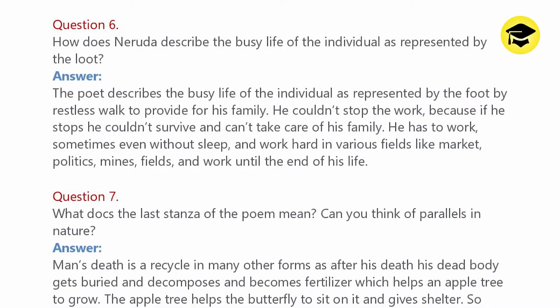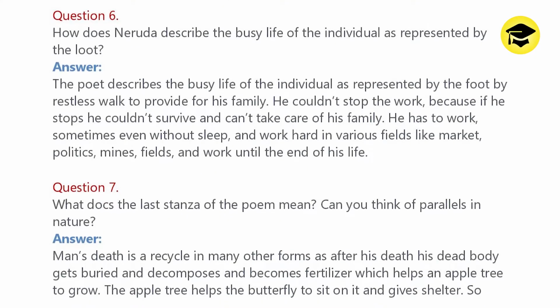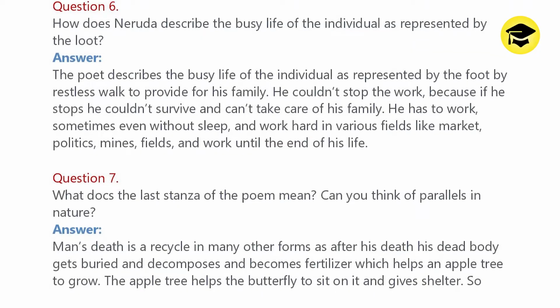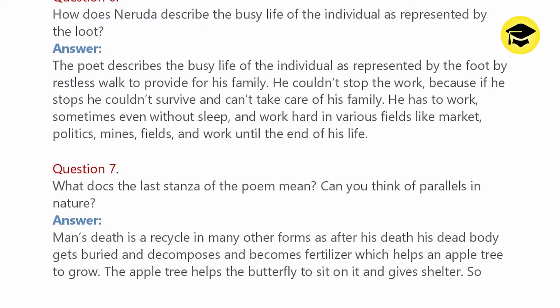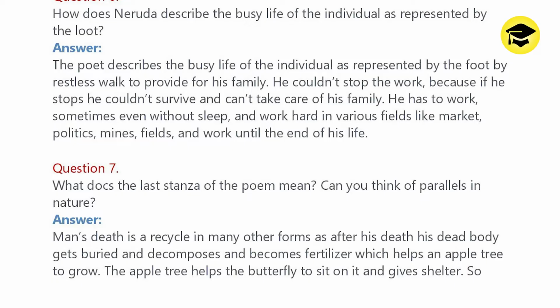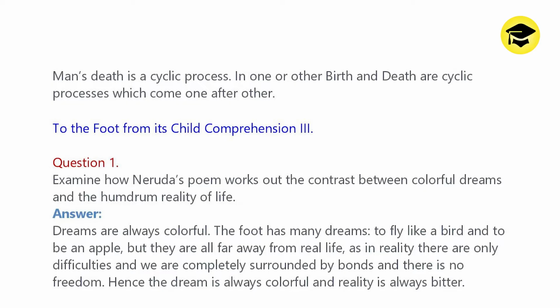Question 7. What does the last stanza of the poem mean? Can you think of parallels in nature? Answer. Man's death is a recycle in many other forms, as after his death his dead body gets buried and decomposes, and becomes fertilizer which helps an apple tree to grow. The apple tree helps the butterfly to sit on it and gives shelter. So man's death is a cyclic process. In one way or other, birth and death are cyclic processes which come one after the other.